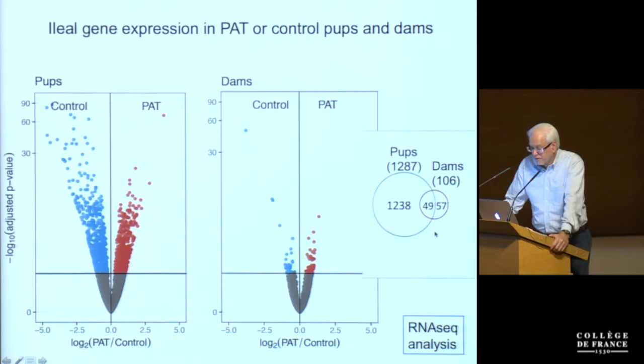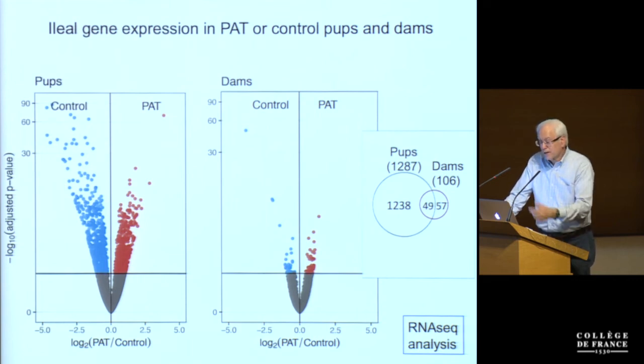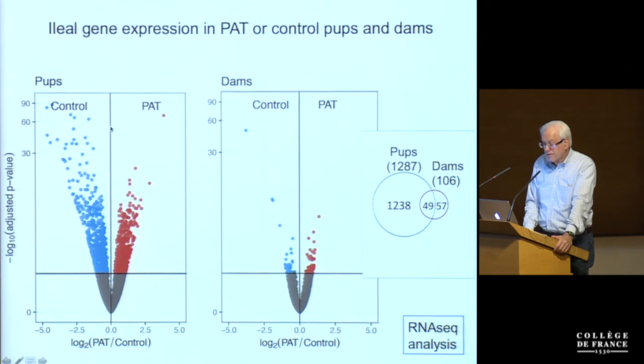And this is a volcano plot from RNA-seq of ileal gene expression in the PAT or control dams or the pups. In the dams, 40 days after the antibiotics, there are 106 genes that are differentially expressed. But in the pups, there are 1,300 genes that are differentially expressed. So antibiotic exposure at the same time point and assessment at the same interval shows a much more profound effect of the same antibiotic in the pups than in the dams.